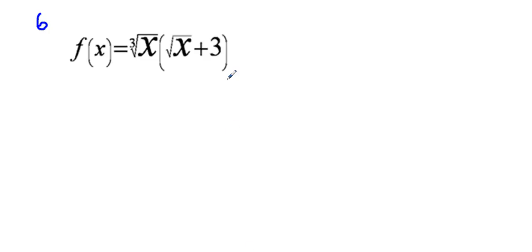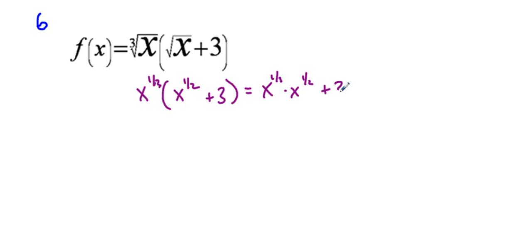If you can, we're going to have this as x to the 1/3 power, times x to the 1/2 power, plus 3. What I'm going to do before we do anything is simplify this puppy. We're going to take this and distribute it through. I'm going to have x to the 1/3 times x to the 1/2, and we're going to add those together, plus 3x to the 1/3. From here, I'm going to add these two exponents. That's going to turn into 2/6.